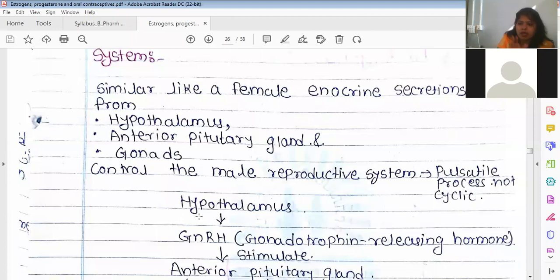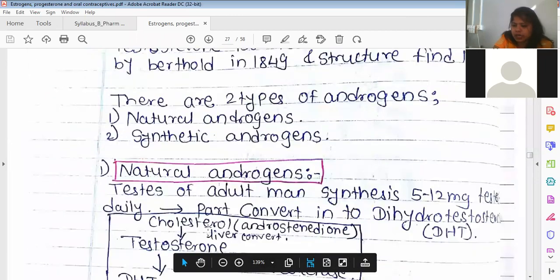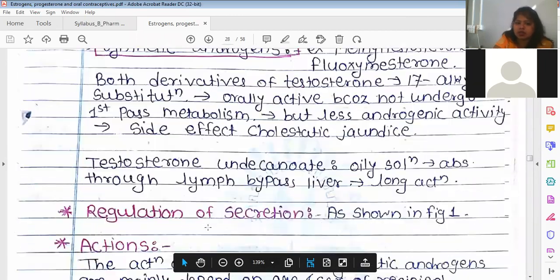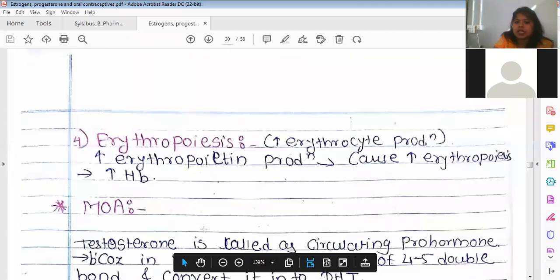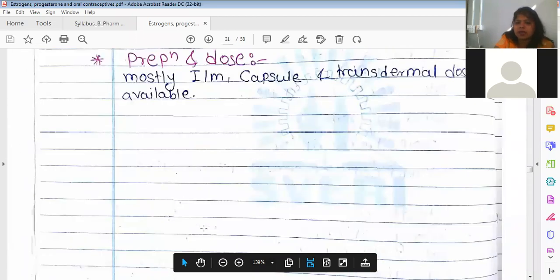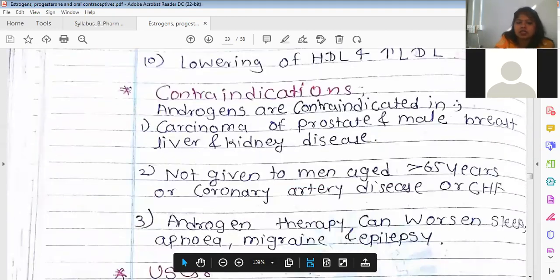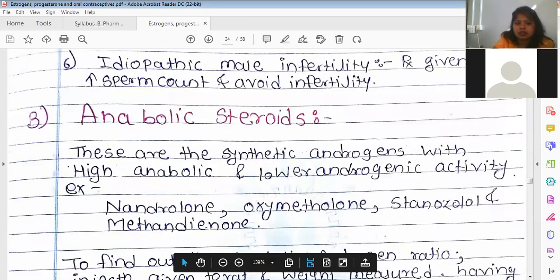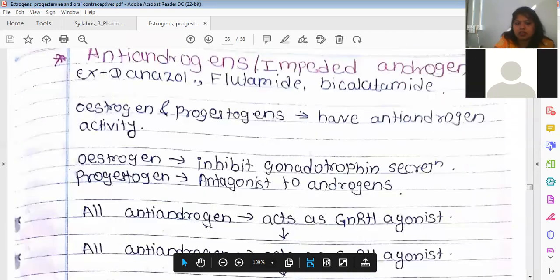I have not taught this chapter in class for the last few years. You may read it. It is similar to the female characteristics. It is the same as estrogen; the androgen derivative has the same effect and the same mechanism of action. Somewhat similar side effects are there. Anyone have any doubt in this section?